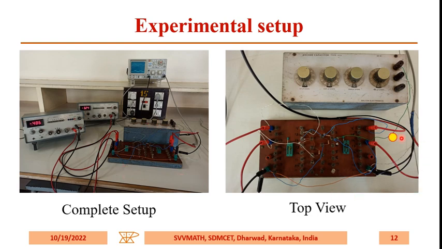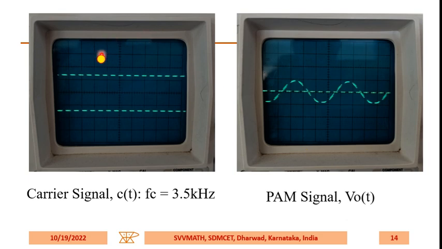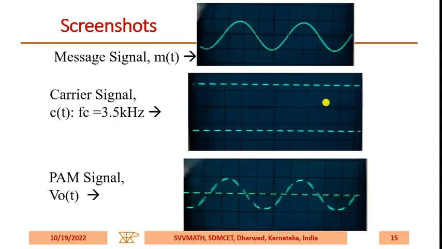The experiment setup is shown. It is a complete setup. It is a top view of the circuit using a springboard. The message signal is observed on the CRO, then the carrier signal, and then the PAM, the pulse amplitude modulated signal, and all three have been shown. These are the CRO screenshots, and fc is 3.5 kilohertz, and this is the PAM. Observe that the message frequency should be less than 3.5. How many samples you want, based on that you can select a carrier.